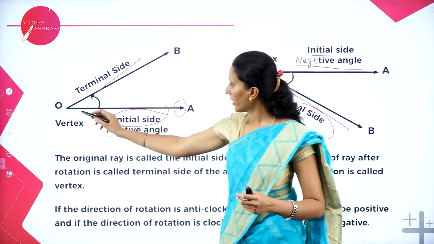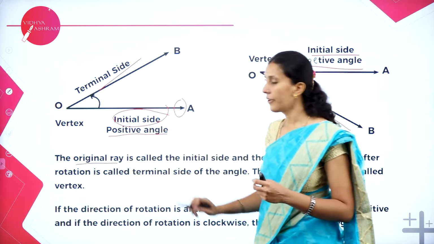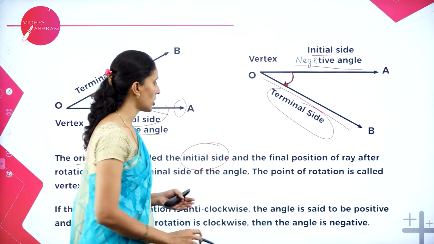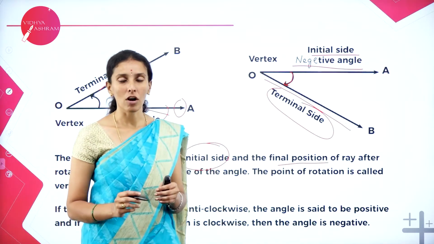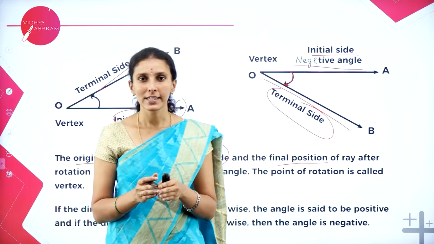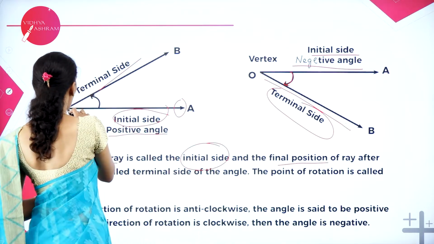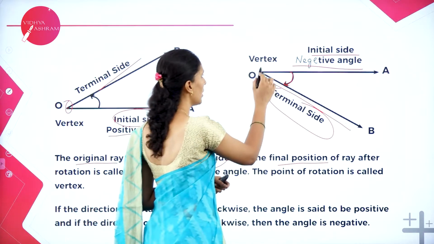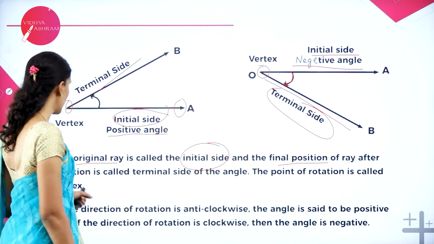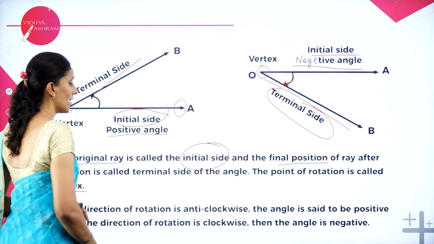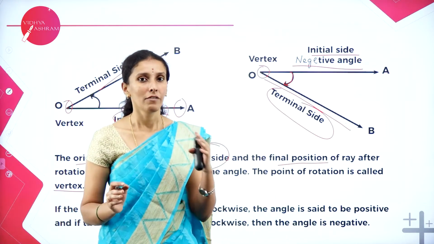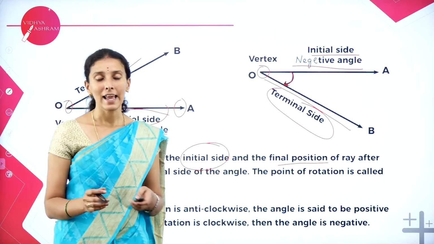And hence, the original position of a ray is called the initial side, and after some amount of rotation, the final position of the ray is called the terminal side of an angle. Wherever the initial side and the terminal side meet, the point is called the vertex. So here we can say O is the vertex of the given angle, the point of rotation. And about the direction, as I said, if it is anti-clockwise, the angle is positive. If it is clockwise, the angle is taken as negative.